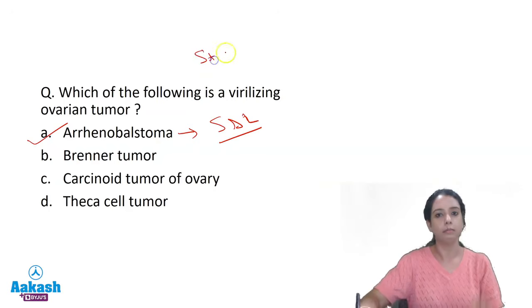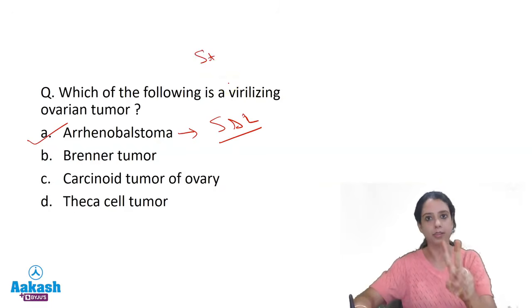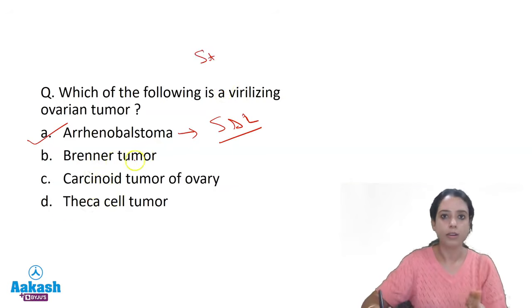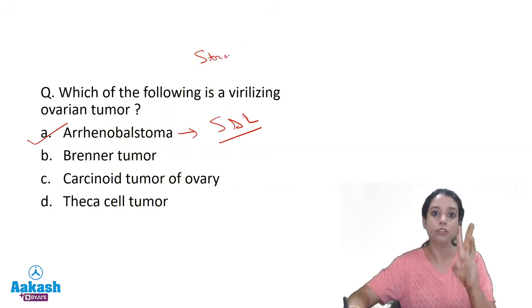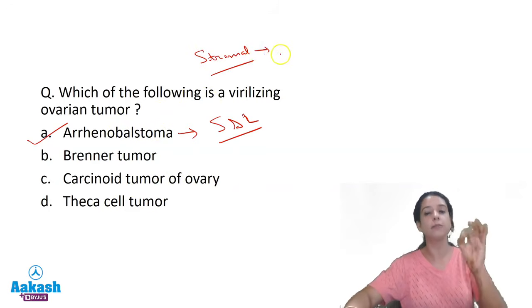So ovarian tumors are broadly of three types: epithelial, germ cell, and stromal. The epithelial and germ cell tumors do not secrete hormones. Okay? So Brenner tumor is gone, which is a type of epithelial tumor. Carcinoid is also gone. Arrhenoblastoma and theca cell tumor are left. These are ovarian stromal tumors. Now stromal tumors secrete hormones.